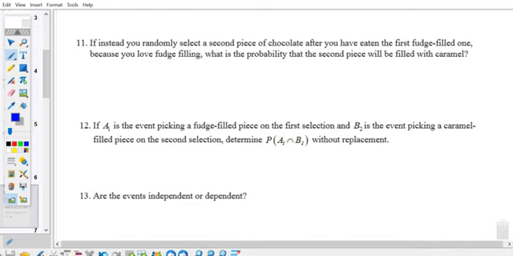If instead you randomly select a second piece of chocolate after you ate the fudge one, because you love fudge filling, what's the probability the second piece will be filled with caramel? Because you've eaten a piece of chocolate, there are now only 14 left in the box. Did you eat a caramel? No, you ate a fudge. So there are still 3 caramel left out of the 14 chocolates in the box.